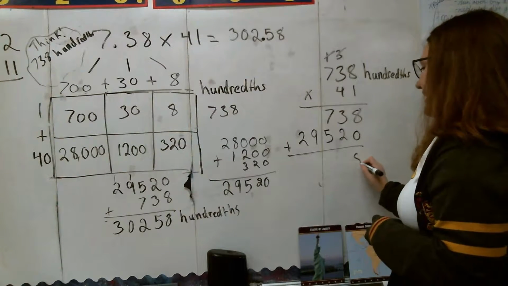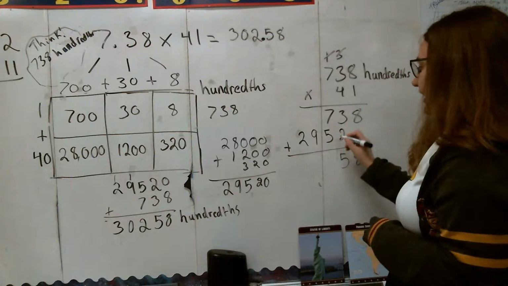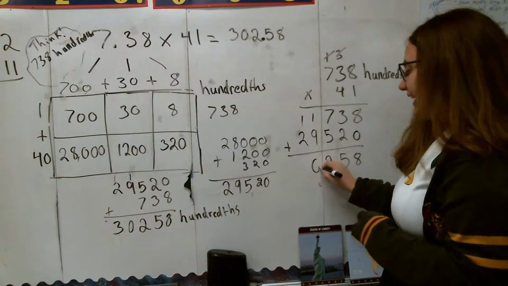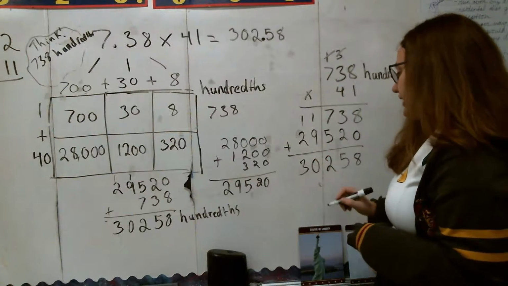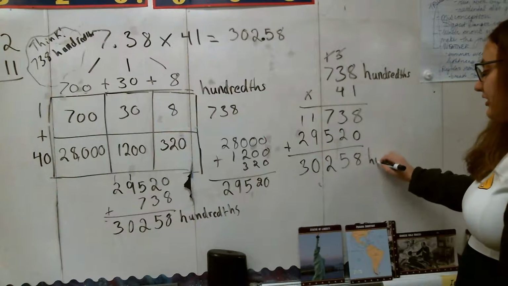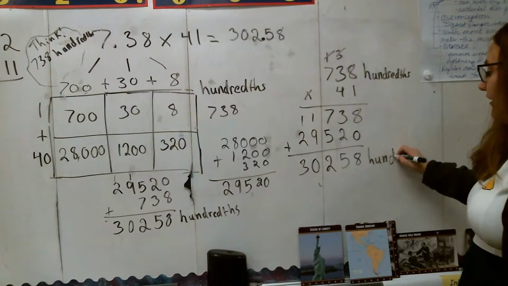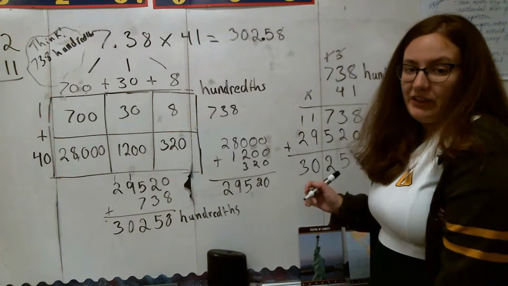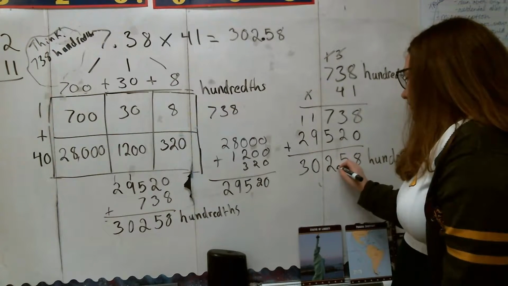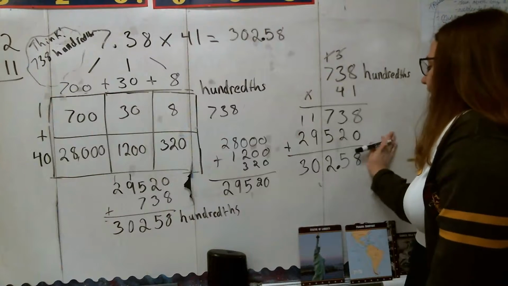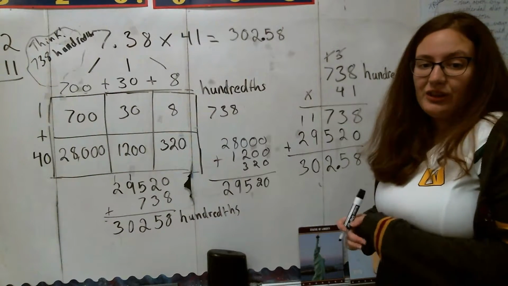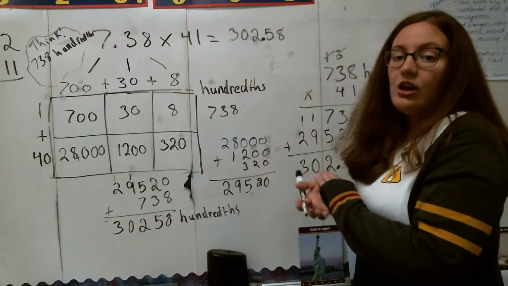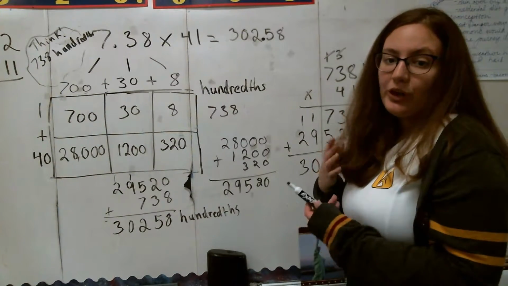8 plus 0 is 8. 3 plus 2 is 5. 7 plus 5 is 12. 1 plus 9 is 10. And 1 plus 2 is 3. Again, remember, this is 30,258 hundredths. So I need to make sure that I put my decimal in the right spot, which would be right here if I were to write it as a decimal and not in unit form. So that is how we do these kinds of problems. Again, very similar to the previous lesson, just we're working with more digits.